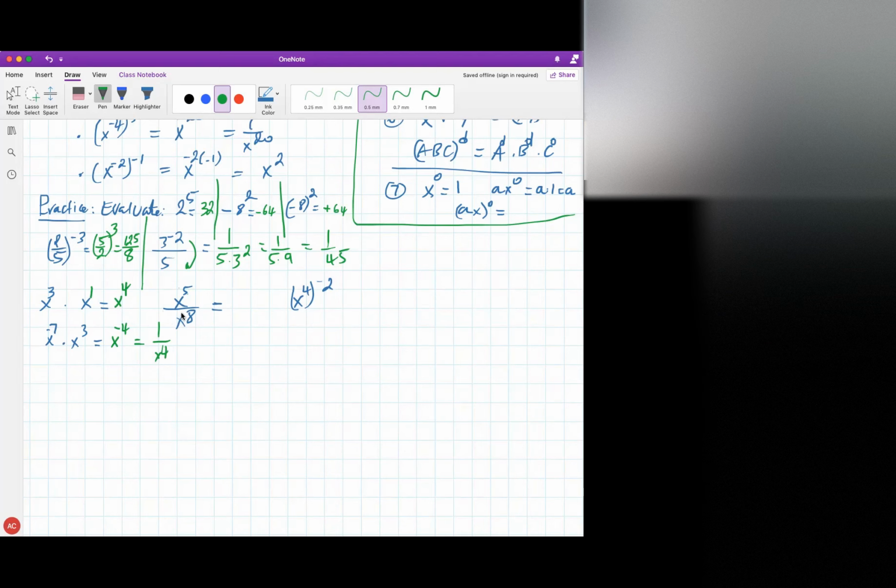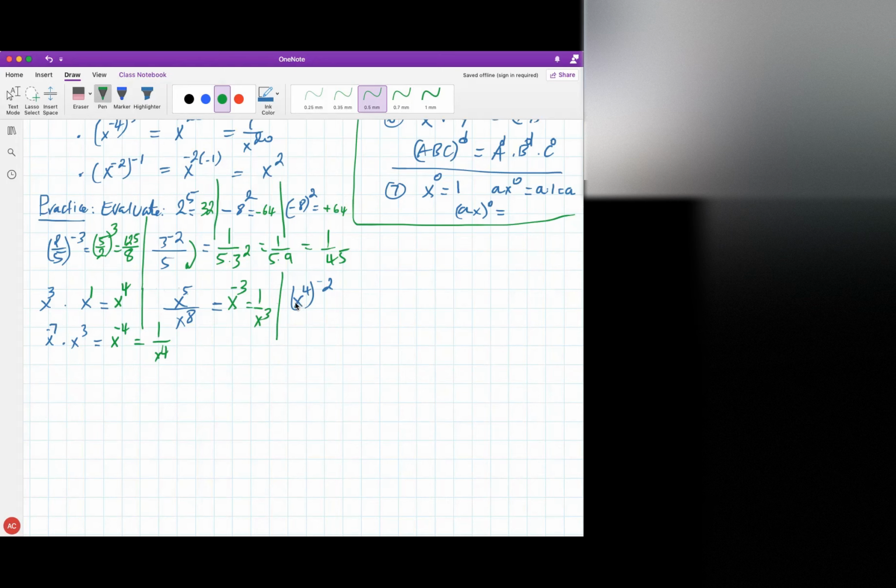Now we have a fraction here. What do we do? You're going to subtract exponents. 5 minus 8, that's right. Negative 3. So 5 minus 8 is negative 3. And we're going to flip it. It's going to give 1 over x to the power 3. Okay, so we flip it.